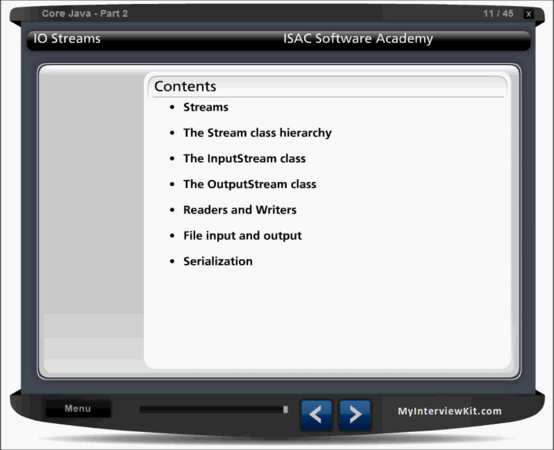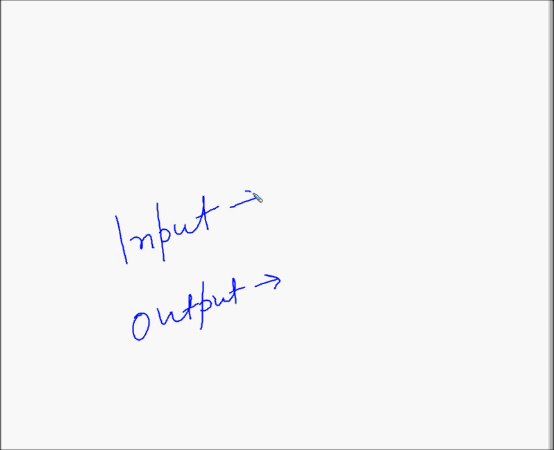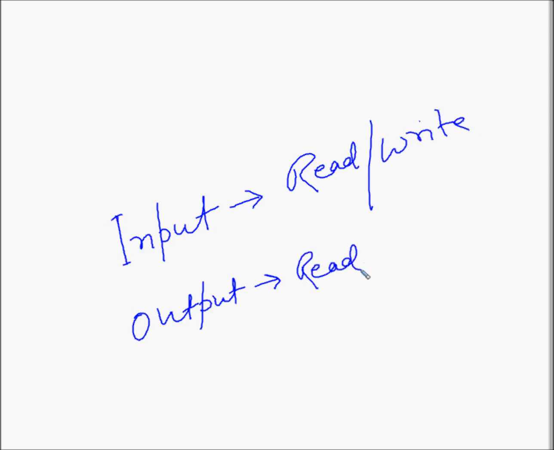So first of all, you have to understand one thing. In computer programming, we have two things, let us say input and output. So what do you think? Input means what? Is it read or write? Output means what? Is it read or write?